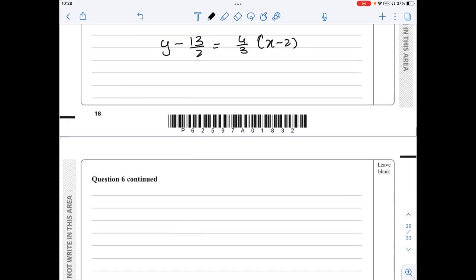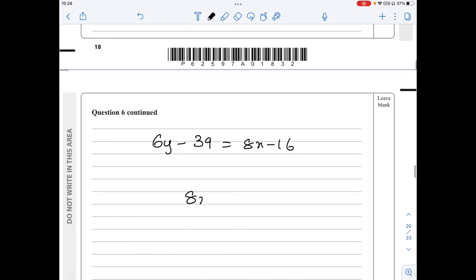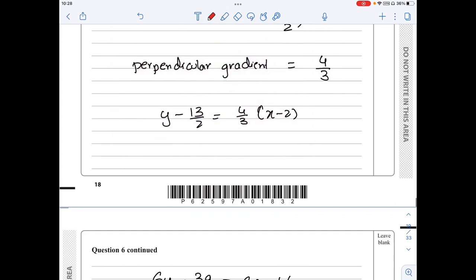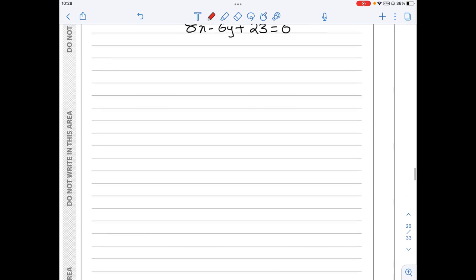multiply by 6 on both sides. So 6y minus 13 times 3 is 39 equals to 8x minus 16. So it becomes 8x minus 6y plus 23 equals to 0. What have I done? I have multiplied by 6 on both sides. Why did I choose 6? Because 2 times 3 is 6, so that the denominator gets cancelled.